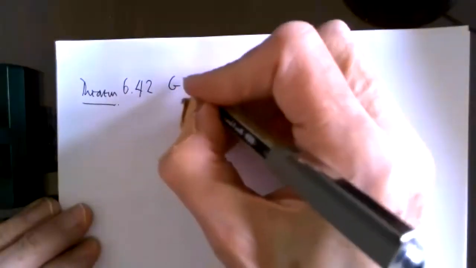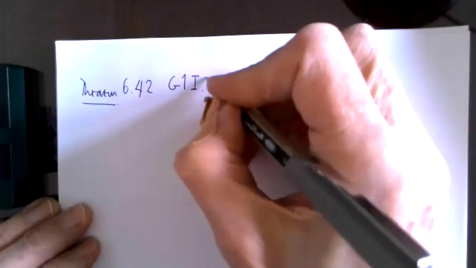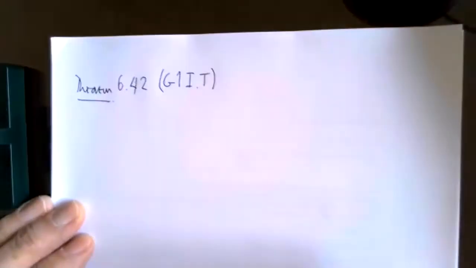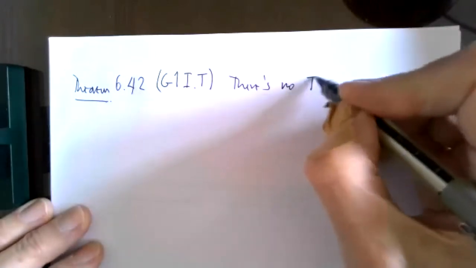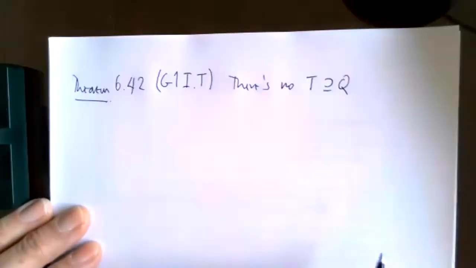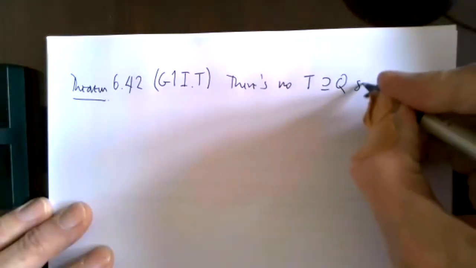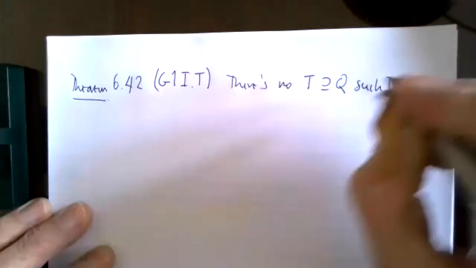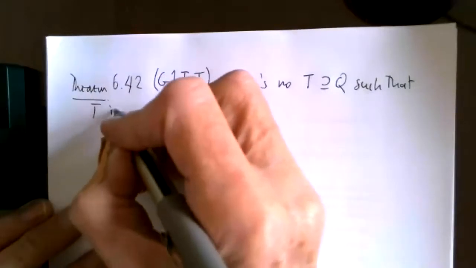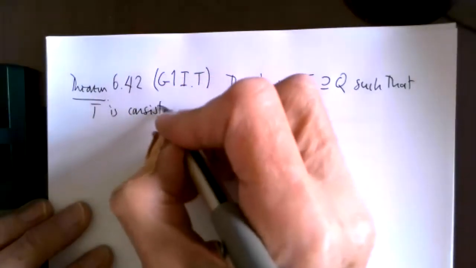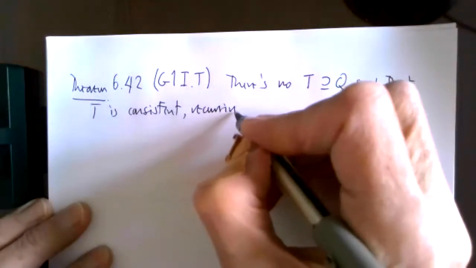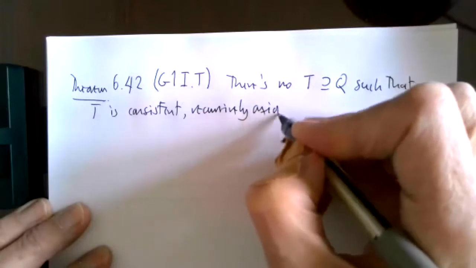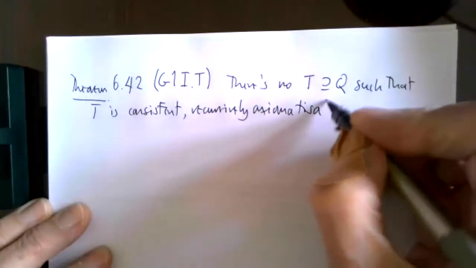Okay, so this is the Gödel first incompleteness theorem here. And it says there is no T extending the 7 axioms of Q such that T is consistent, recursively axiomatizable, and complete.